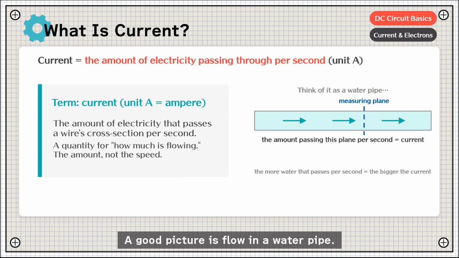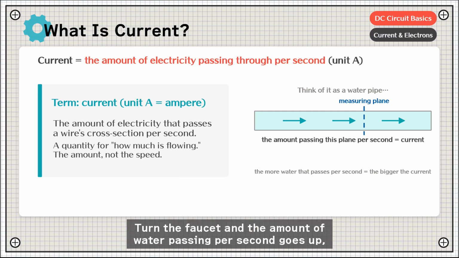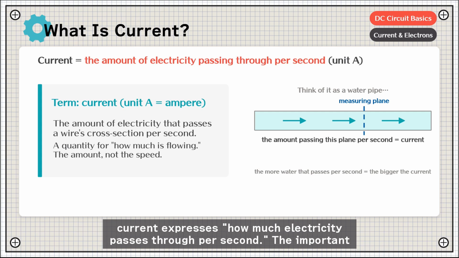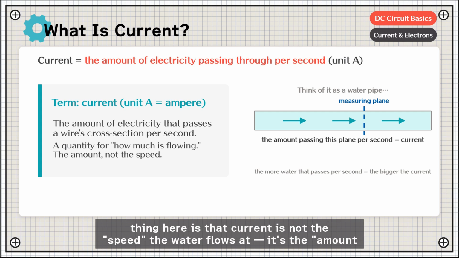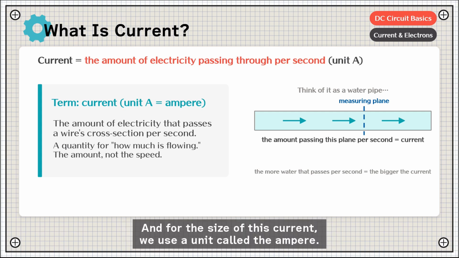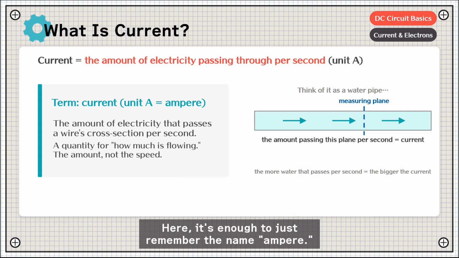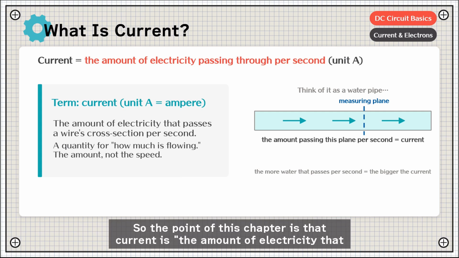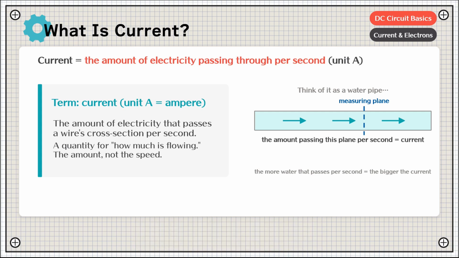A good picture is flow in a water pipe. Turn the faucet and the amount of water passing per second goes up, right? It's the same. Current expresses how much electricity passes through per second. The important thing here is that current is not the speed the water flows at, it's the amount that passes through. And for the size of this current, we use a unit called the ampere. Here it's enough to just remember the name ampere. So the point of this chapter is that current is the amount of electricity that passes through per second.